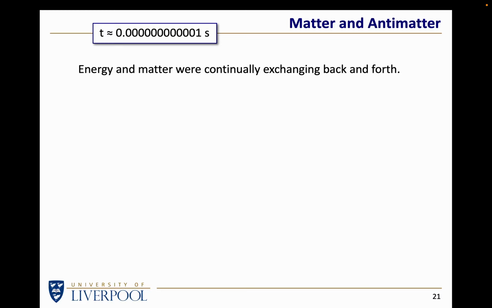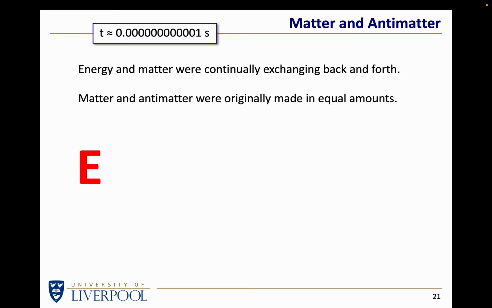Energy and matter are continually swapping backwards and forwards. We originally borrowed energy to make matter, but at this scale, energy and matter are continually going backwards and forwards. E equals mc squared tells us what the exchange rate is, but basically it means energy can make matter, matter can make energy. Originally, matter and antimatter are made in equal amounts.